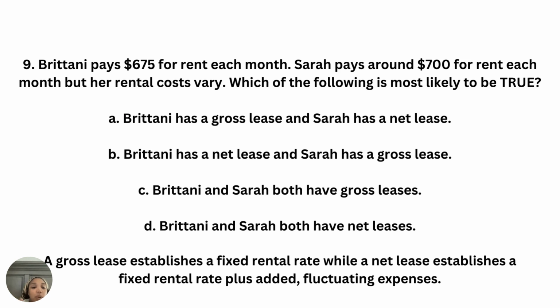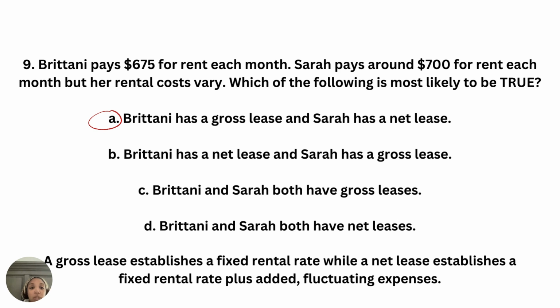So a gross lease is an apartment person. That's how to look at it. That's how to remember it. An apartment person, they're paying a gross lease. Versus if Sarah was in a commercial building or in something different, then Sarah pays $700 each month and it varies. So if it varies, then that is a net lease. You got it? So apartment person is a gross lease. If it varies, it's a net lease, because a gross lease establishes a fixed rental rate while a net lease establishes a fixed rental rate and adds fluctuating expenses. So it may fluctuate. It may be different. She may pay $700 this month. She may pay $750 next month. It may be different. But you need to know that an apartment person is a gross.